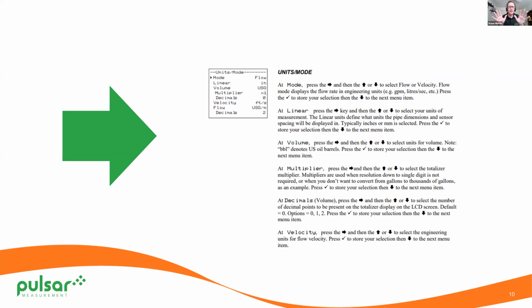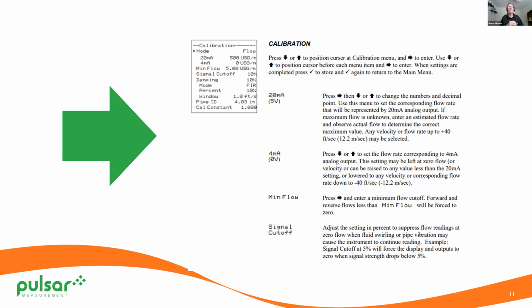So let's take a little bit more of a look at the settings. The calibration settings are where you would go. Let's say that you've got this hooked into your PLC or your SCADA system. You want to set a minimum flow and a maximum flow. This is where you would do that. And it's really important, and we're finding this out more and more every day as we talk to customers.